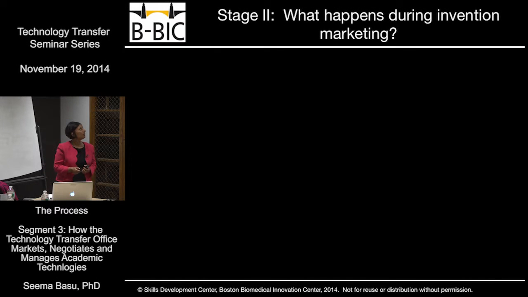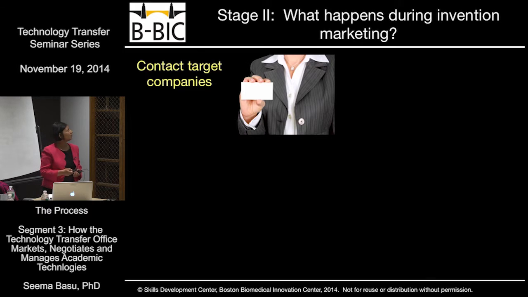Okay, so we'll move on to stage 2. You've submitted the invention, we've triaged the invention, and we have decided it has commercialization potential.